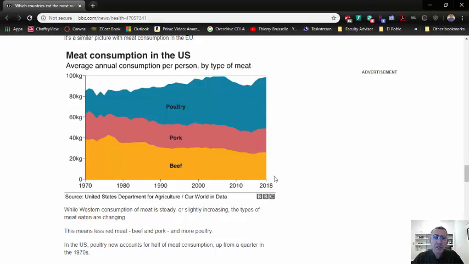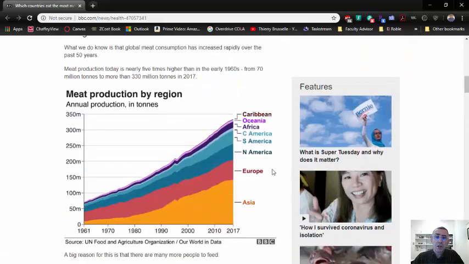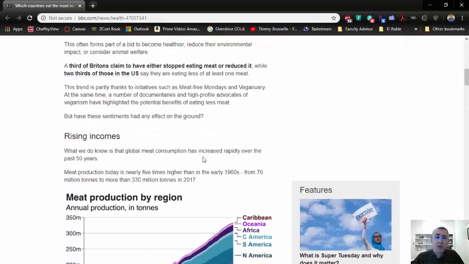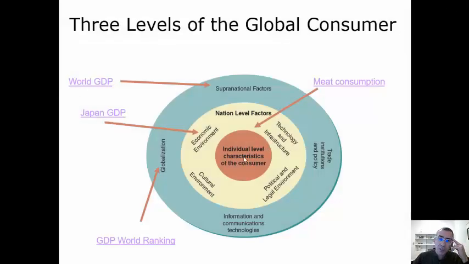You can see over the years, pork and beef on the decline, poultry has been increasing. So again, this I thought would be something that a lot of people could relate to, meat consumption throughout the world. But again, kind of reminding you internationally what the relationship of trade is between the producers and the consumers, right? So that's for the international level characteristics of the consumer with meat consumption.